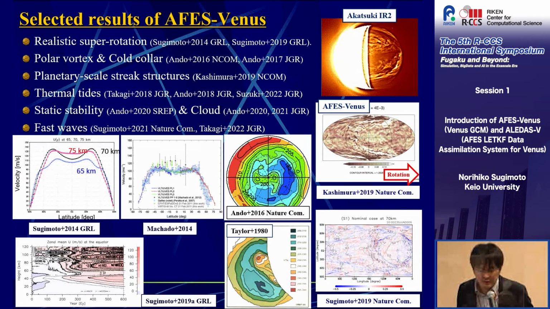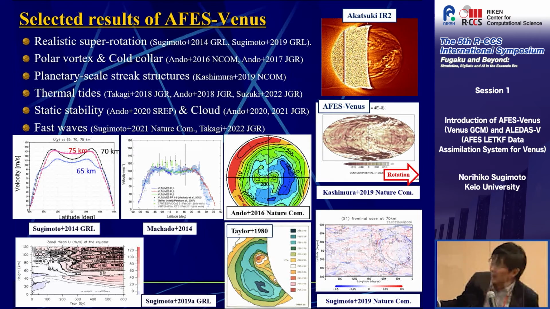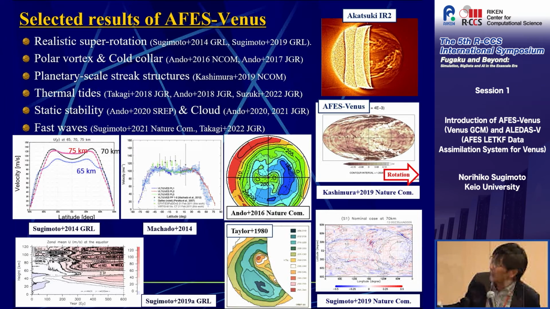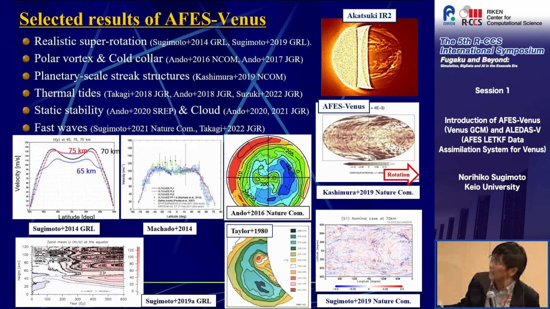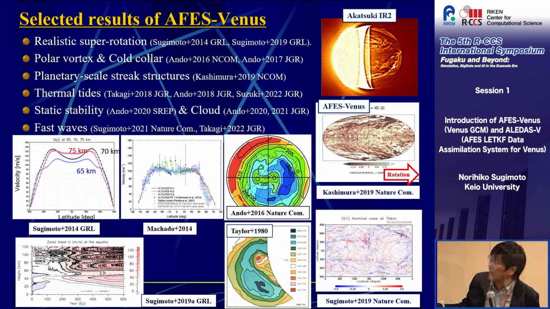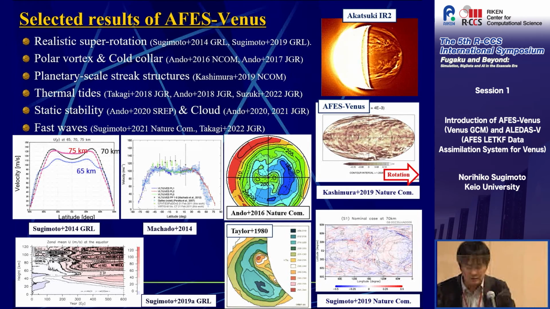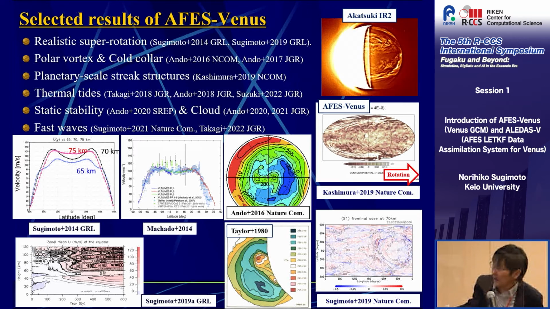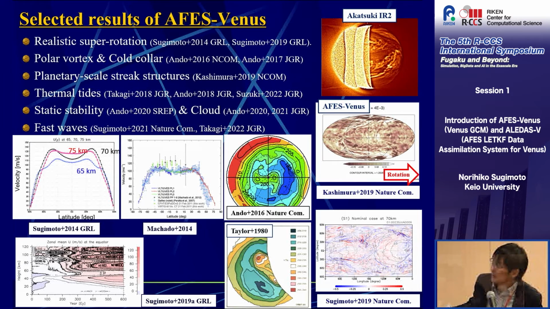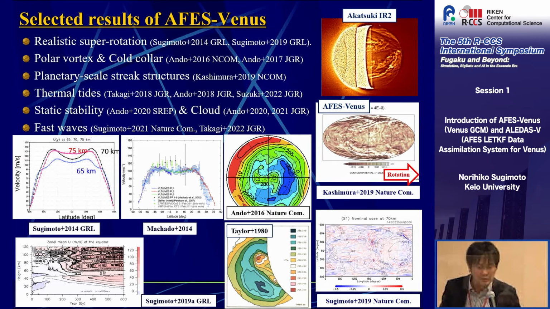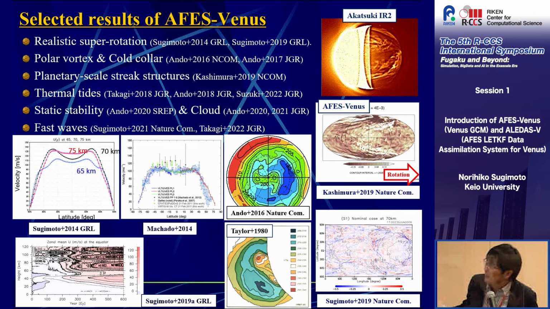Here are selected results of our AFES-Venus. First, this is the latitudinal distribution of zonal flow at different altitudes. This one is the AFES-Venus result, and this is the observation, and the two coincide very well. Also, here is the polar region. We have a polar vortex with a cold latitudinal band observed by Pioneer Venus Orbiter, which is also reproduced in our AFES-Venus.